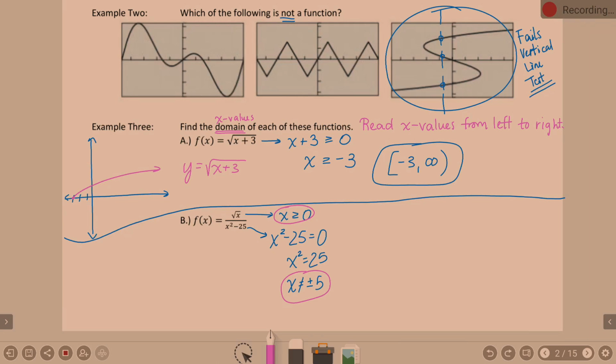By setting the denominator equal to 0, we're finding the values that cannot be part of my domain because they would make the denominator equal to 0. If we use 5 or negative 5, they would make this fraction not exist. So what we're going to see, and we'll talk about this later in 1.2, is we're going to see some vertical asymptotes at 5 and negative 5.